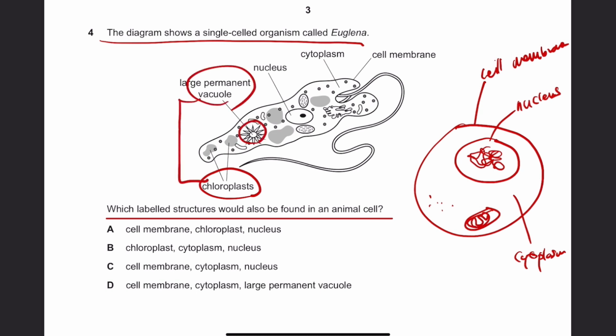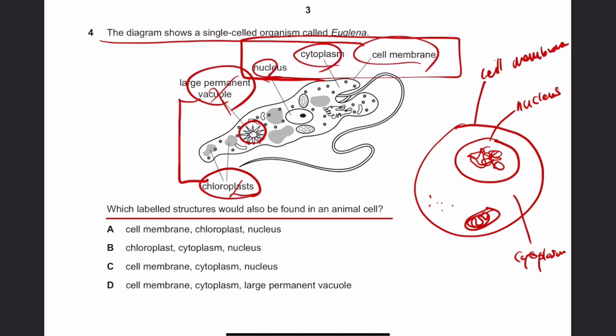So these two are the answers. Oh, not the answers actually. You have to exclude these, and the rest are the answers. So nucleus, cytoplasm, and cell membrane. So the answer should be C.